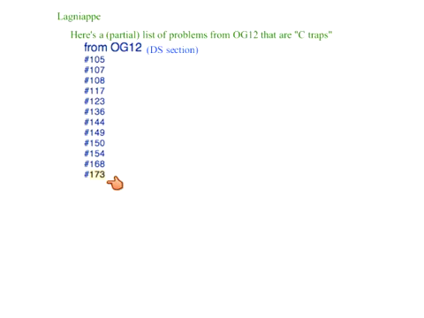So check this list out, go through these, and make sure that before you solve them, you understand why they are C traps. Make sure you understand what aspect of them makes them traps. If you don't have the 12th edition OG, I believe our website has some conversion tables somewhere to convert these to 13th edition problem numbers. So there it is.